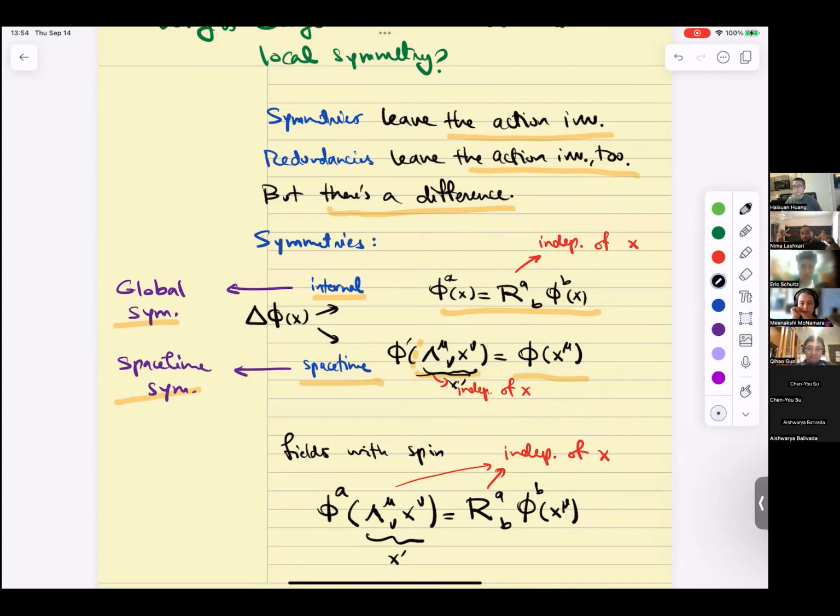If you take your space and rotate at one point and not the rest of the points, you're going to end up with something messed up, right? So that's not a symmetry of the action at all. All points should be rotated the same way by the same amount, independent of the point. Good.